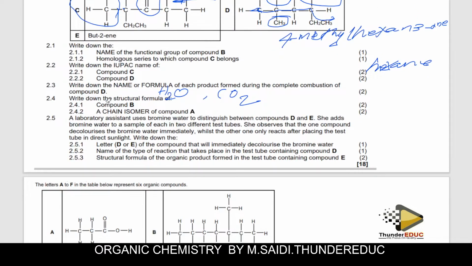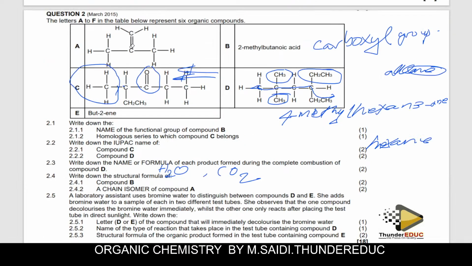They are saying, yes, in the laboratory. Okay, they're saying write down the structure formula of compound B, and we're done. Chain isomer of compound A. If you look at compound A, they are saying chain isomer. Compound A is an alkene.